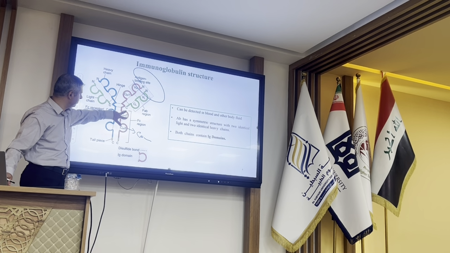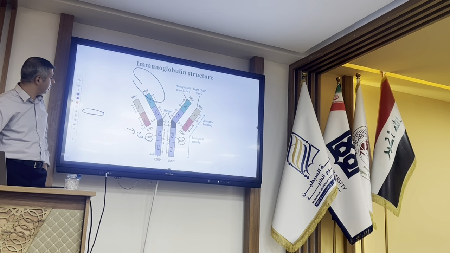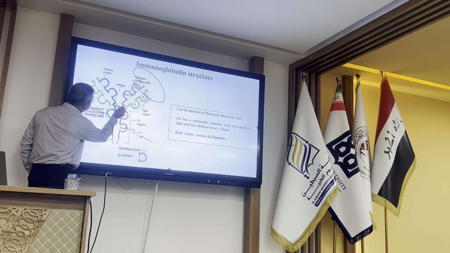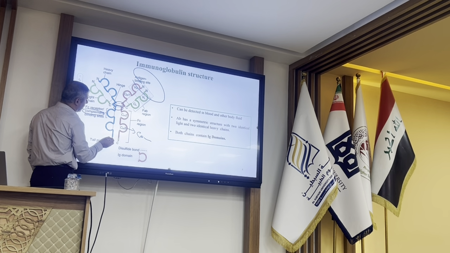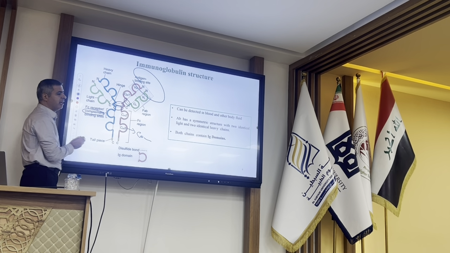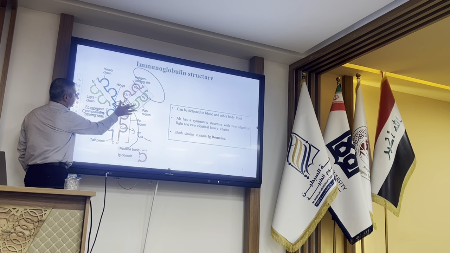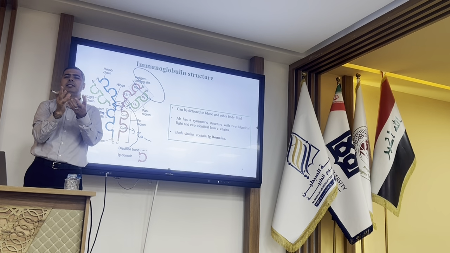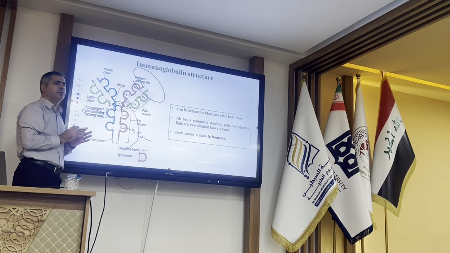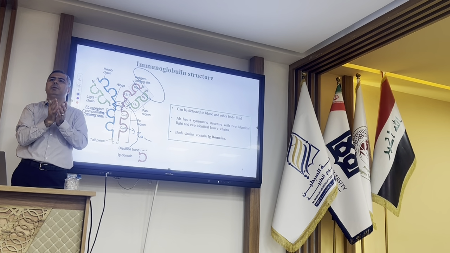So they are called immunoglobulin domains as well, or regions. It's important to say that two heavy chains are bound together in the hinge region by some disulfide bonds, and light chains are bound to the heavy chains here. These disulfide bonds keep the integrity of the antibody, the structure of the antibody. Without these disulfide bonds, we won't have a complete antibody.